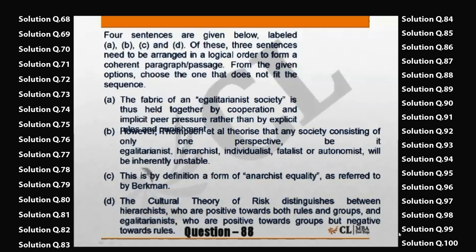If I were to explain the sequence to you, we start with the sentence in option D, which talks about egalitarianists who are positive towards groups but negative towards rules. Which means that they form groups but they do not have rules. This is supported by option A, which says that the fabric of an egalitarianist society is therefore held together by cooperation, which refers to groups again, and implicit peer pressure, again groups, rather than by explicit rules, which says that they are negative towards rules, as we read in option D. What follows is option C, which speaks of the egalitarianist society as a form of anarchist equality. They do not have rules, that's why there's an anarchy. While they have groups, they have peer pressure, which mentions equality here, and this is the correct sequence. This is why option B is the odd one out.